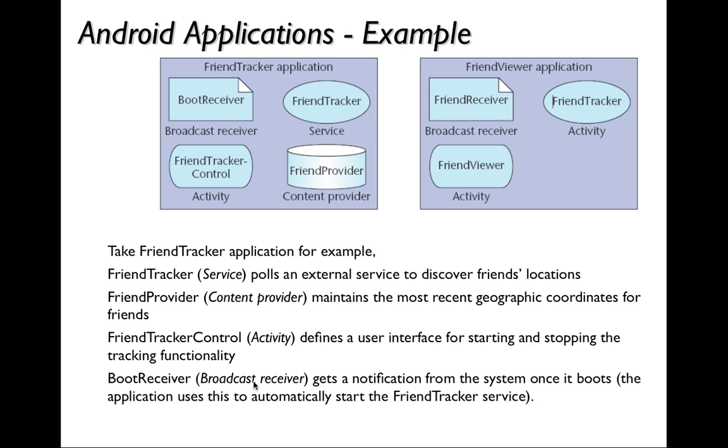Broadcast receivers say, hey, what's going on? And it's, oh, we got an SMS message. Oh, the incoming call, low on battery, all this information that gets broadcast all over the place, and you just have to pick it up if you know what you're looking for. So you get a notification from the system once it boots up, once the service is started, it finds some friends, the application uses this automatically to start the friend tracker service. So then we have a service that runs in the background.